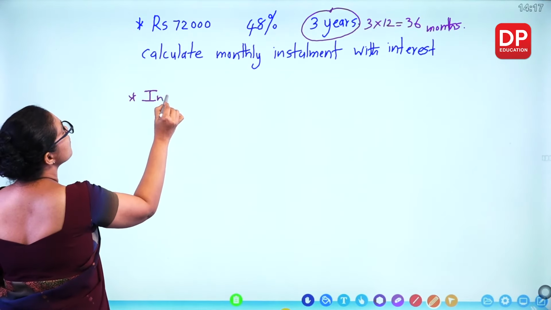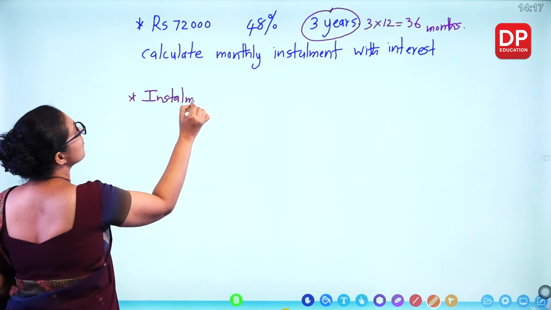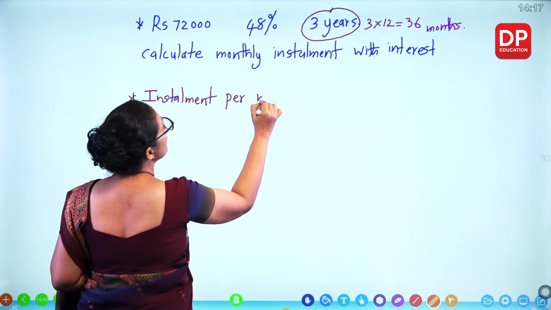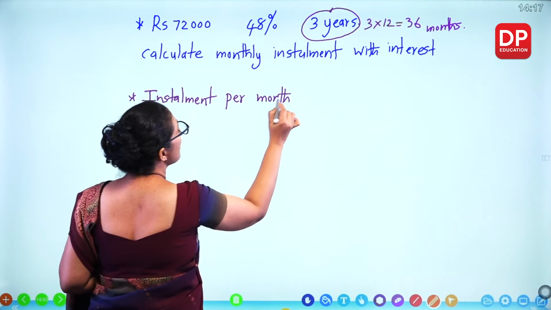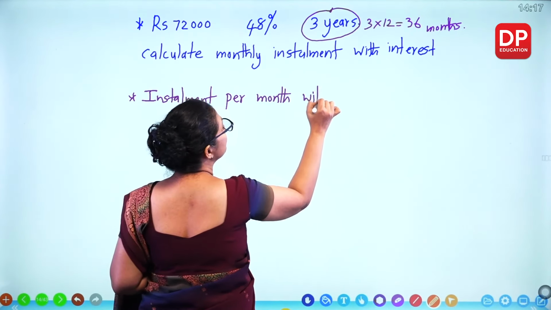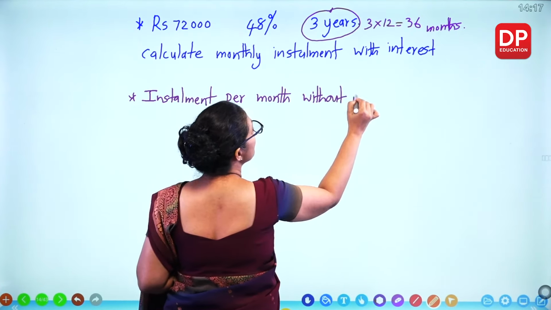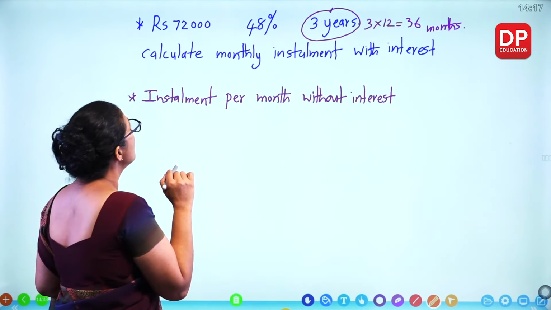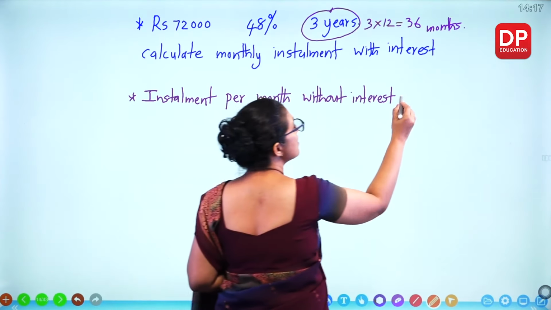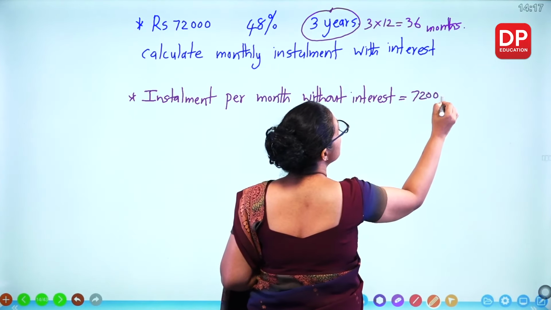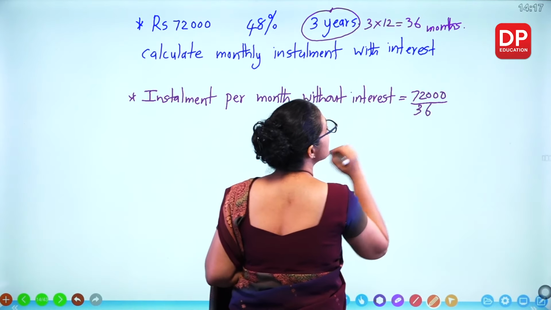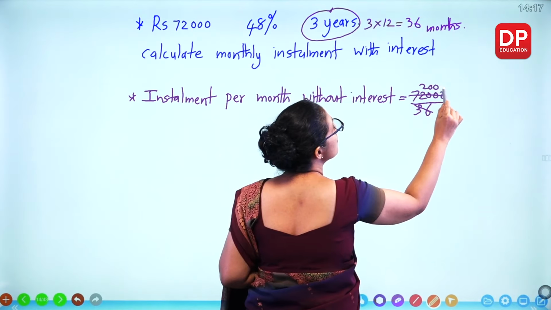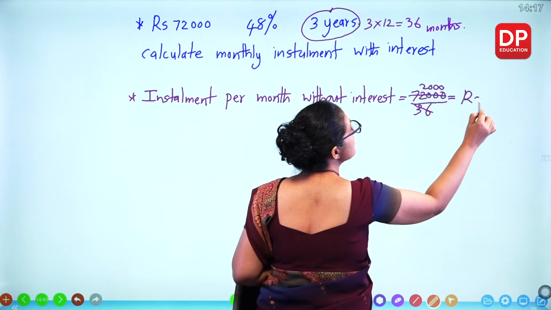Amount, installment for 1 month without interest first. Now 72,000 rupees for 36 months. So 36 times 2, so you get 2,000 rupees.